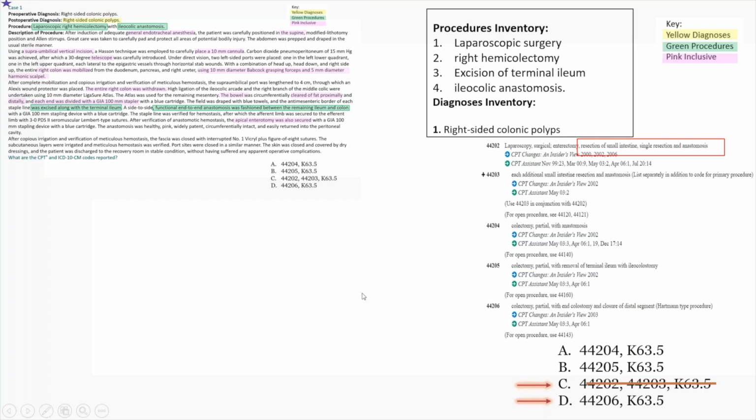Now let's look into the next one, 44206. What is it coding for? It is coding for laparoscopic surgical colectomy, partial, with end colostomy and closure of distal segment. How many times procedure? Well, I would say this one is also a wrong one. How?